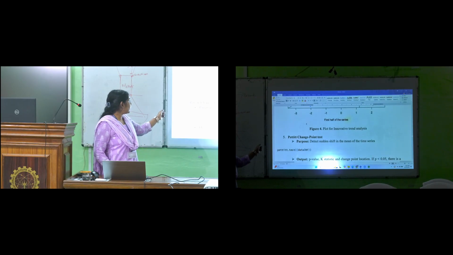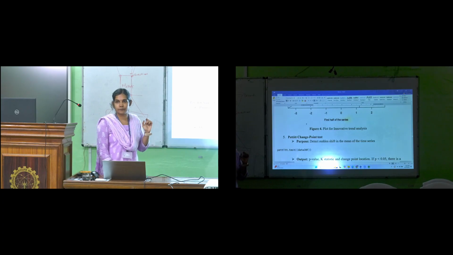So I also included the Pettitt change point test. This is for rainfall to check homogeneity. So this is regarding drought analysis.